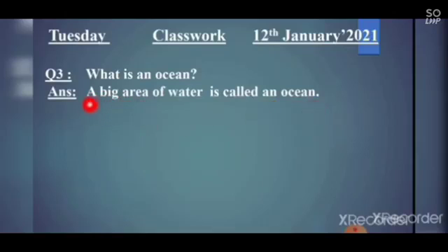A big area. Okay, A should be capital, then give some space, write big, then space, area, then again give some space, then write of, again give some space, then write water, then is, then write called, then an and ocean, OCEAN, ocean, and then at the end write full stop.